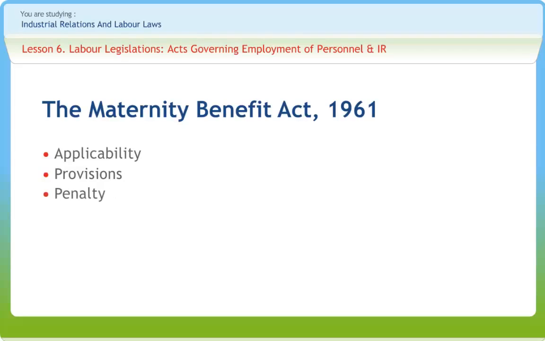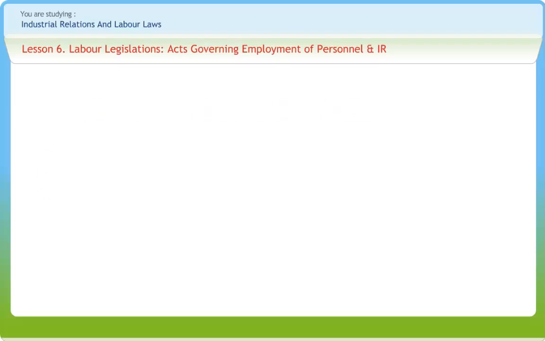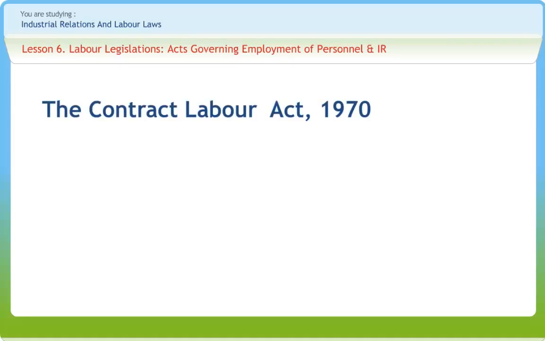If any employer contravenes the provisions of this Act or the rules made thereunder, he shall be punishable with imprisonment, which may extend to 3 months, or with fine, which may extend to 500 rupees, or both. The last is the Contract Labour Act 1970. It extends to the whole of India.